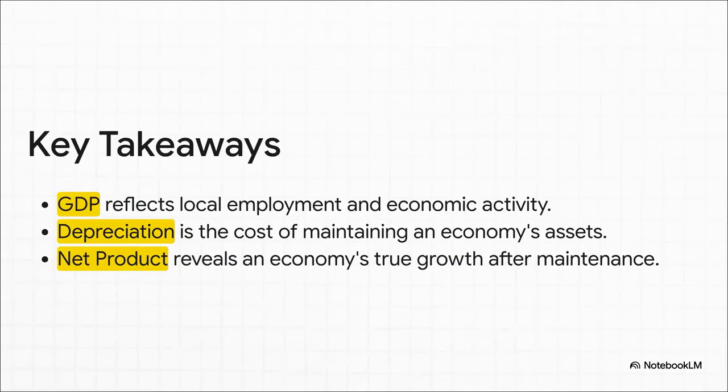So let's just quickly tie this all together. GDP is your go-to number for what's happening with local jobs and business. Depreciation, that's the hidden cost of keeping everything running. And that means the net product is the number that shows you what the real actual growth is after you've paid all the maintenance bills.